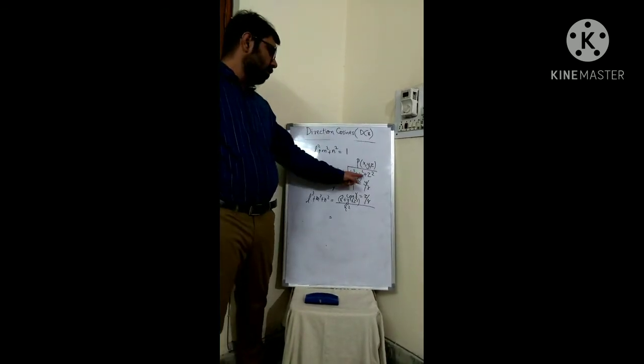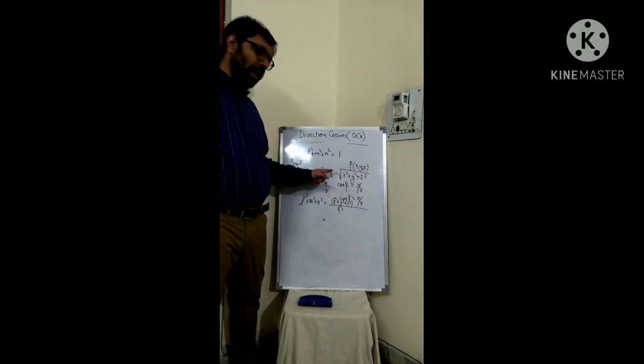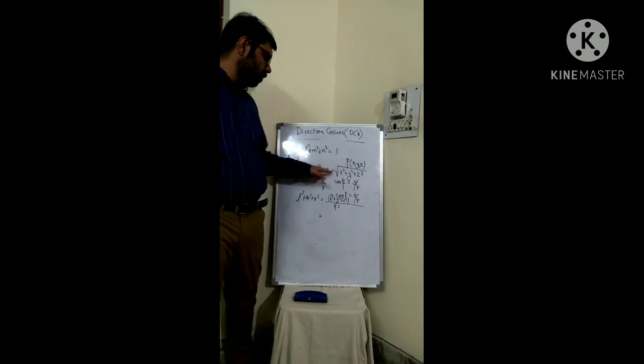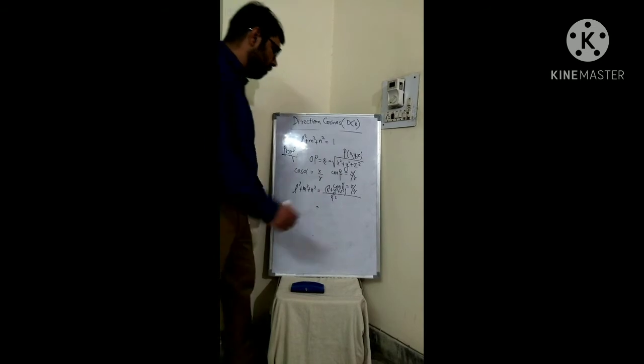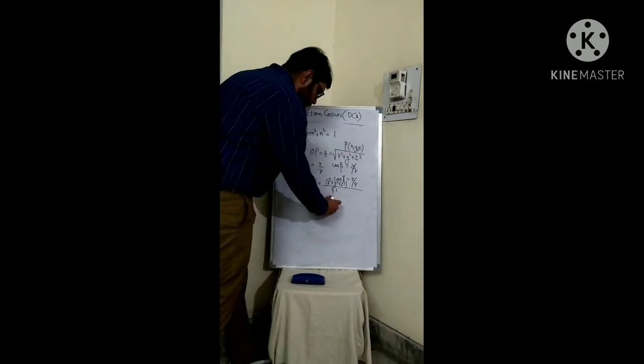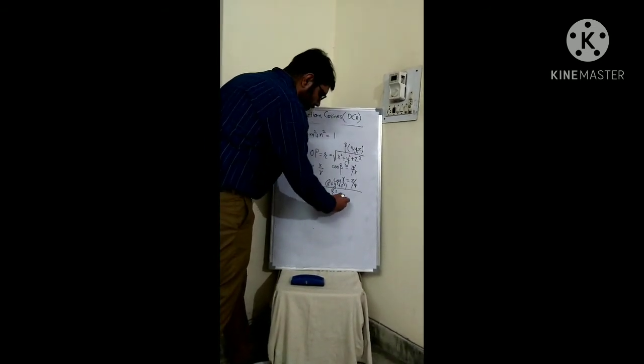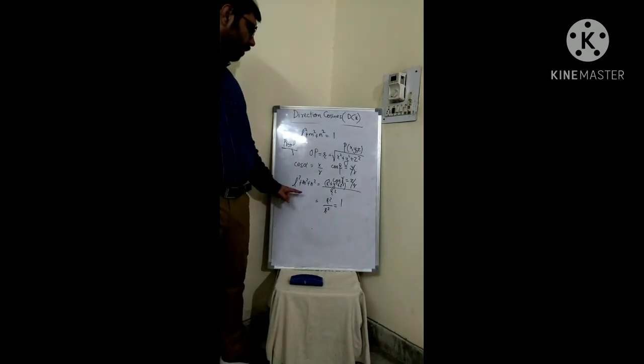X square plus y square plus z square we already know is equal to r square because we know this relation holds true. So if we take square on both the sides, x square plus y square plus z square can be replaced by r square. So r square by r square gets cancelled and we get the value 1.